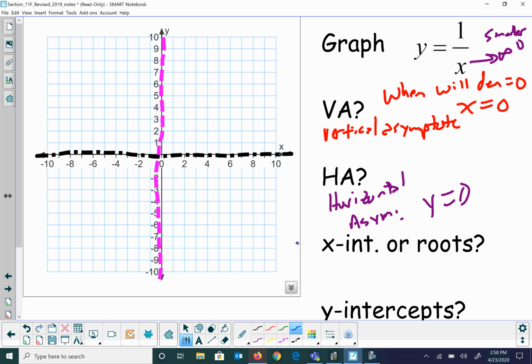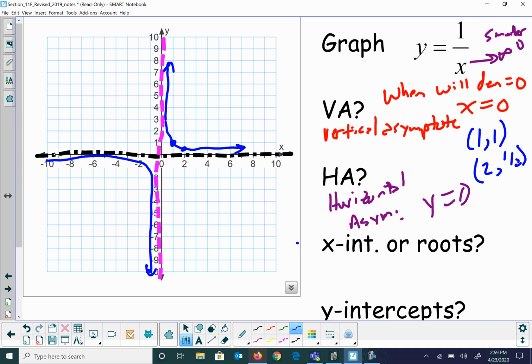But let's think about a couple values. If I plugged in, say, 1 over 1 is just 1, so I get 1 comma 1. But what would happen if I were to plug in 2? I would get 1/2. If I plugged in 3, I'd get 1/3. If I plugged in other values, I would get really tall values. So this graph does this, but it also flips over, in this case, the origin, the x and y axis. So this is what our graph looks like.